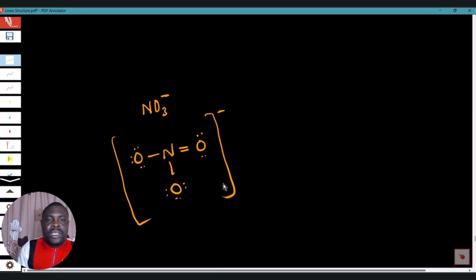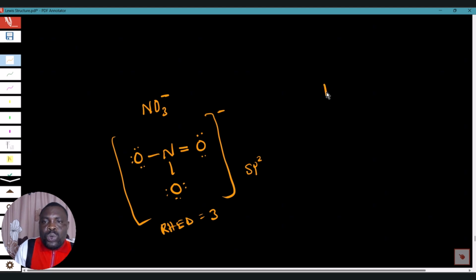NO3 minus is a resonance molecule. So this is the Lewis structure of NO3 minus. The region of high electron density will be just 3 bond pairs. So we have 3, and our hybridization will be 1 in S and 2 in P.